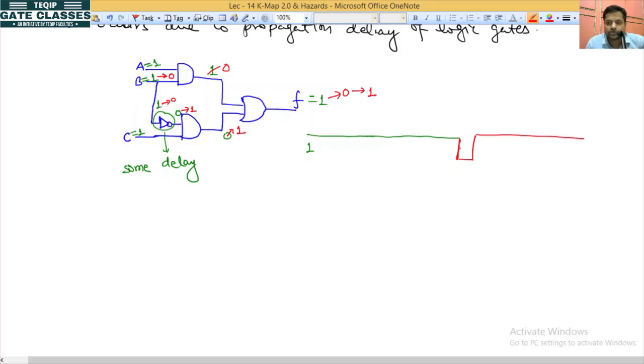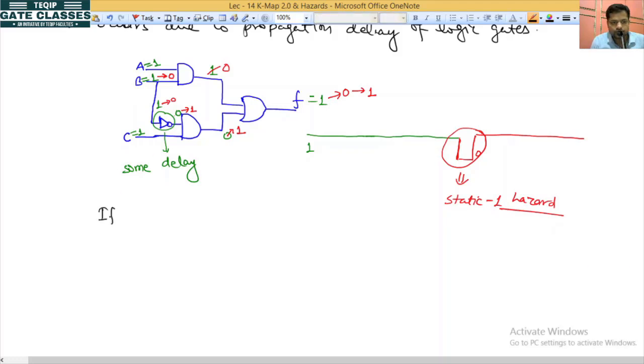In this scenario, we expect that this 0 will never come as output, but it is coming due to the propagation delay of our NOT gate. So this type of hazard is called a static 1 hazard. Static 1 hazard, I think it is clear.